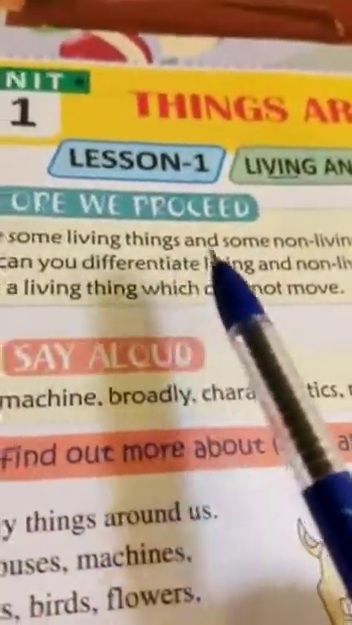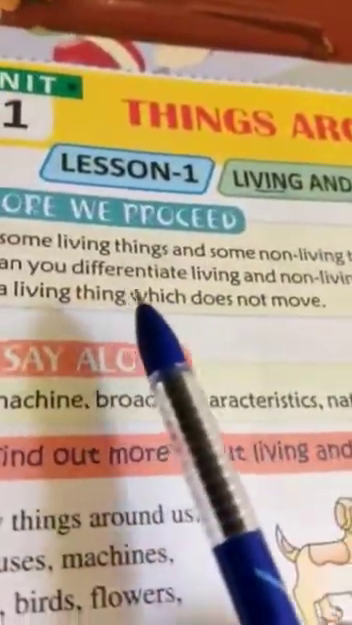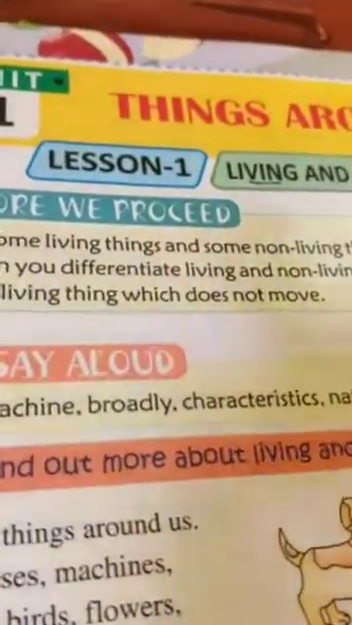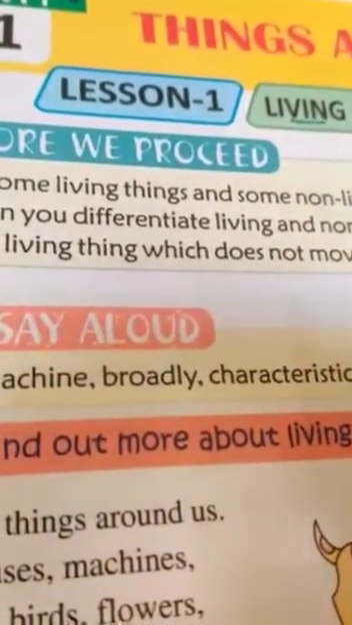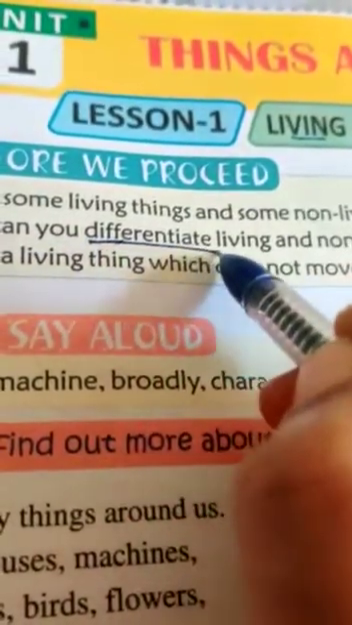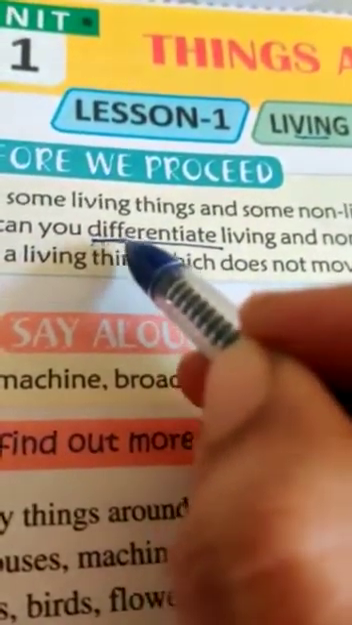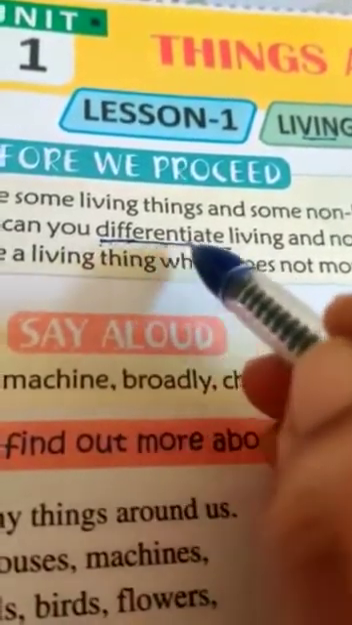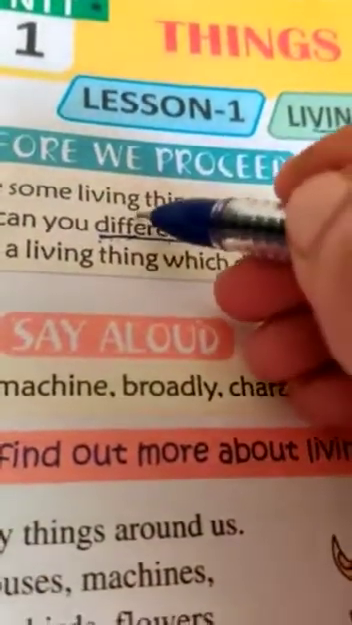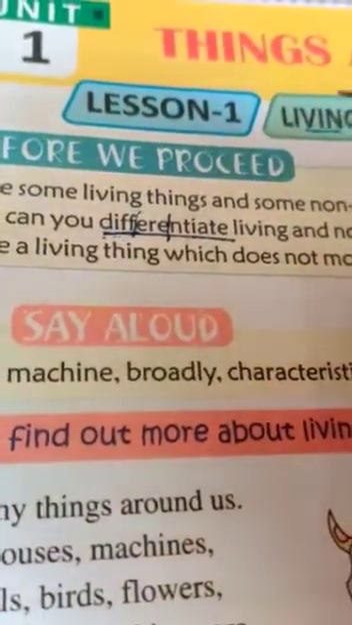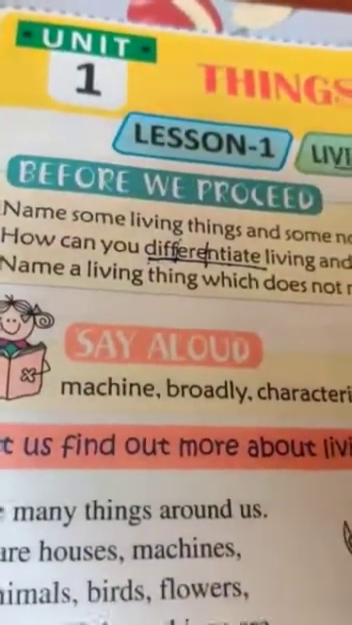Okay, so let's continue. How can you differentiate living and non-living things? What are the differences between living and non-living things? We already discussed that, and we'll be seeing more about it in this lesson. Let's underline the word differentiate. D-I-F-F, diff, E-R-E-N, ren, T-I-A-T-E, shiate, differentiate. All big words can be broken into smaller words so that we can learn the spellings easily.